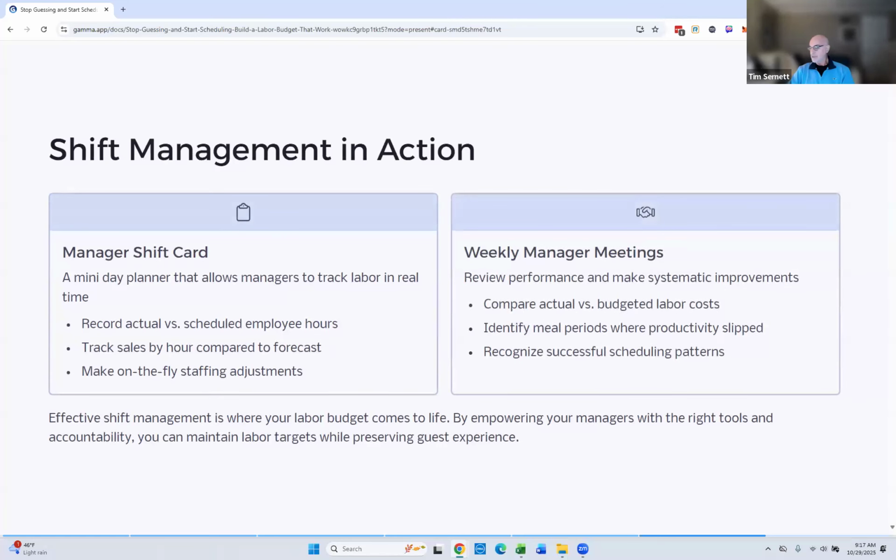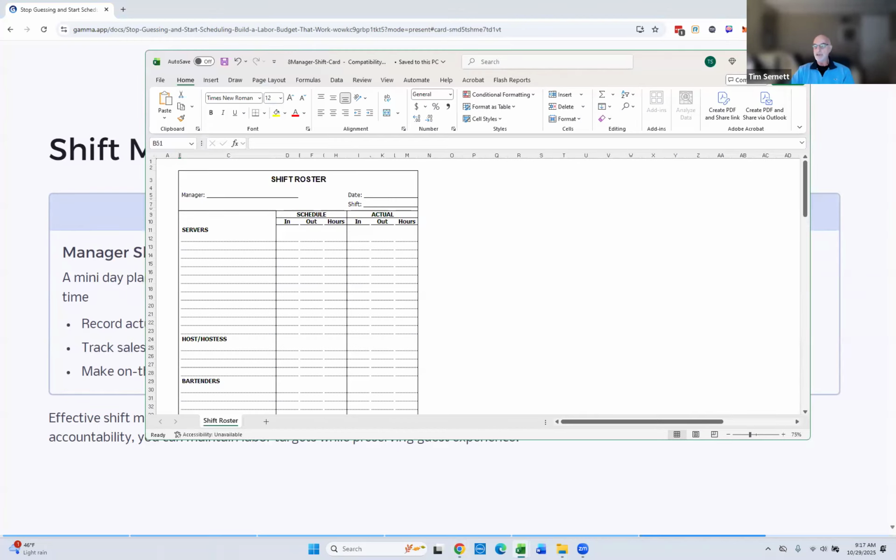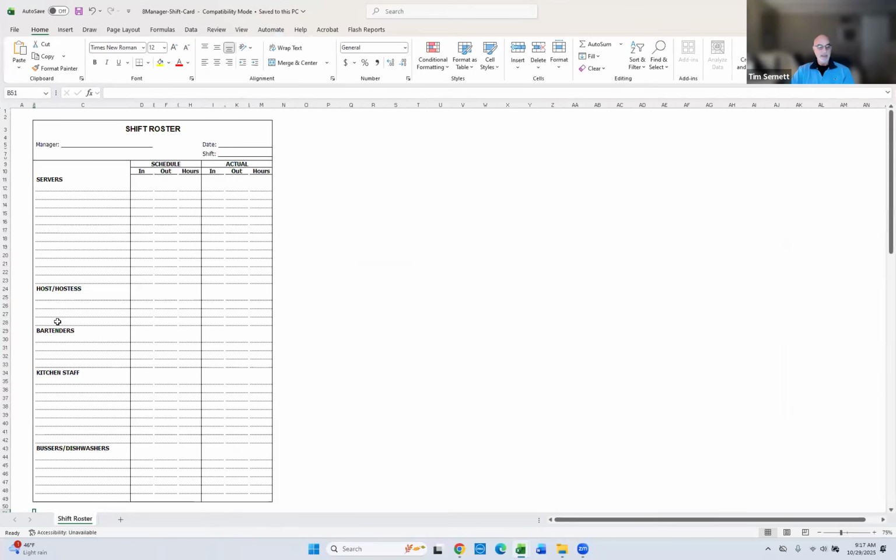Shift management in action. This is the last thing I'm going to pull over. It's called a shift roster management shift card, manager shift card. That's easy for me to say. It's a little mini day planner for your shift managers to record actual versus scheduled hours, track sales by hour compared to the forecast, and make on-the-fly staffing adjustments. And here's what that would look like for a typical restaurant. It shows you the number of servers, every position broken down, scheduled in, out, hours. That's what the schedule was, and actual is what's happening.